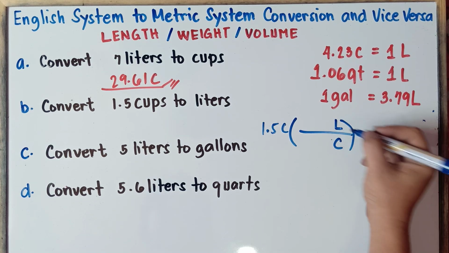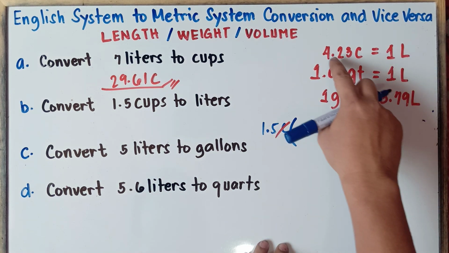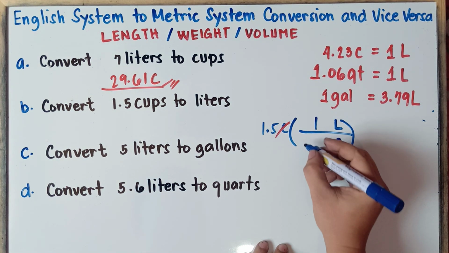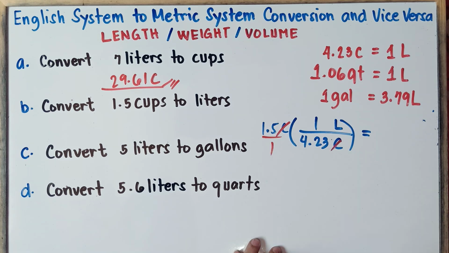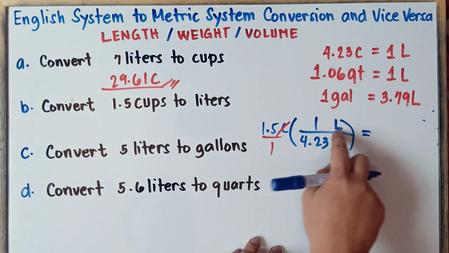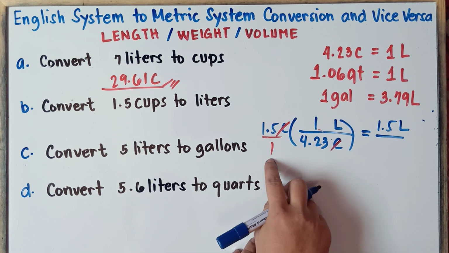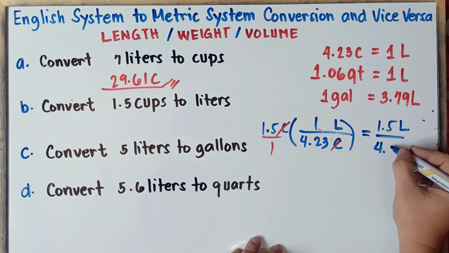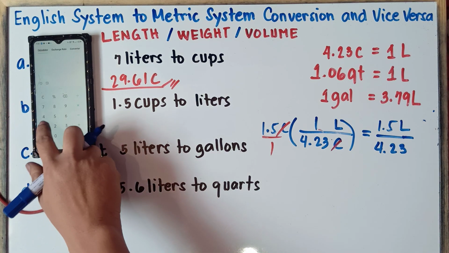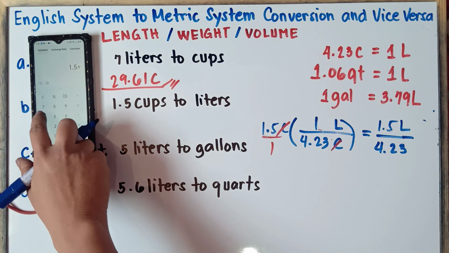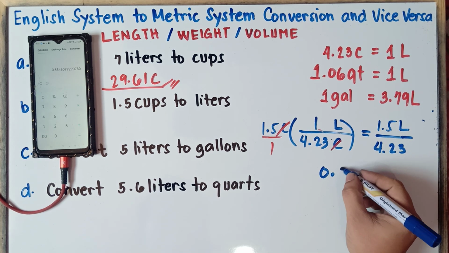And then we convert that to liters, and cancel out the units. The conversion we have is 1 liter is equal to 4.23 cups. So 1 liter, that would be 4.23 cups. And then equals, once again, we can put over 1 here. That's okay. Then simply multiply the numerators. 1.5 times 1 would be 1.5. Do not forget the units, liters, over 1 times 4.23, that would be 4.23. And then divide, use your calculator. So this will be 1.5 divided by 4.23. Alright, and the answer is 0.3546.